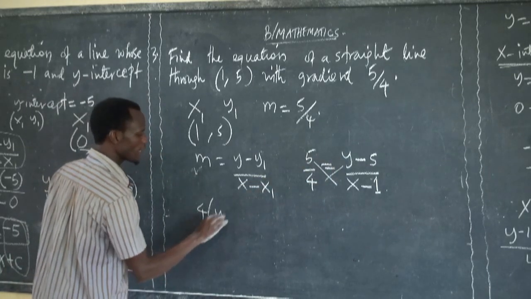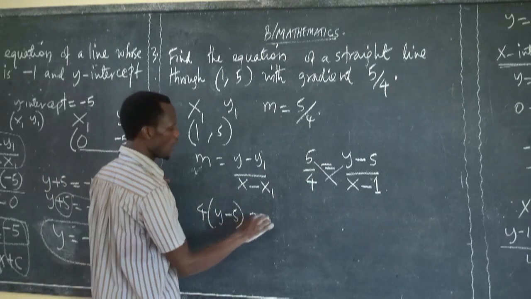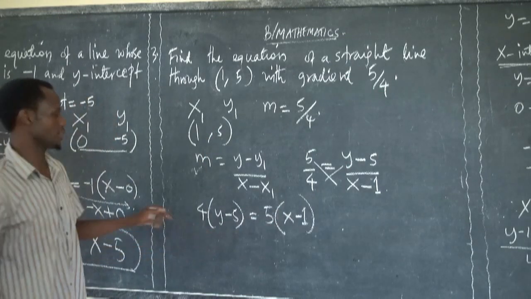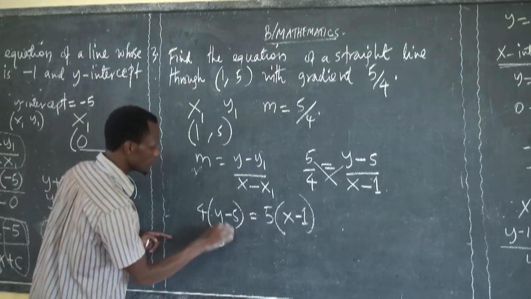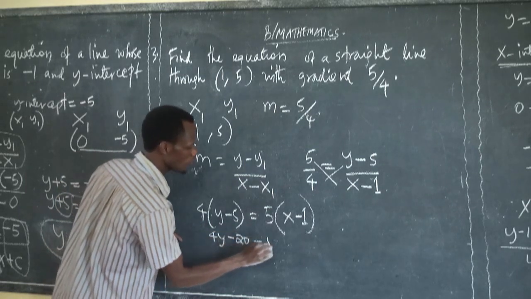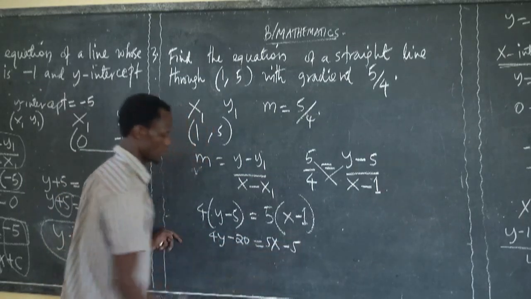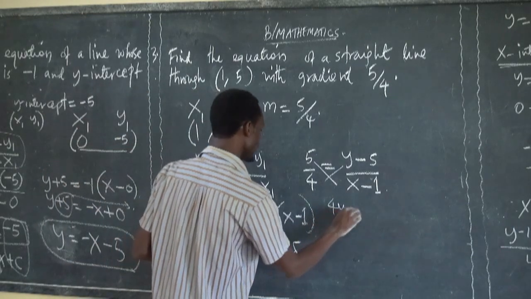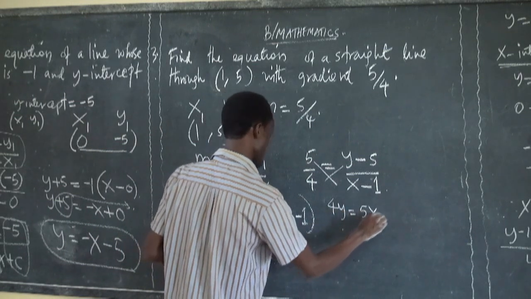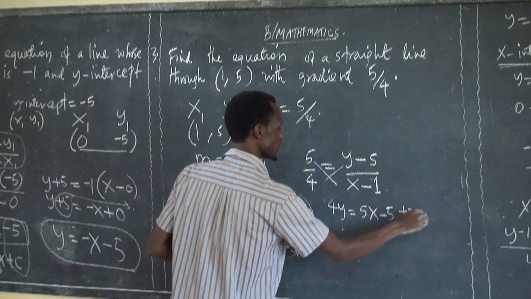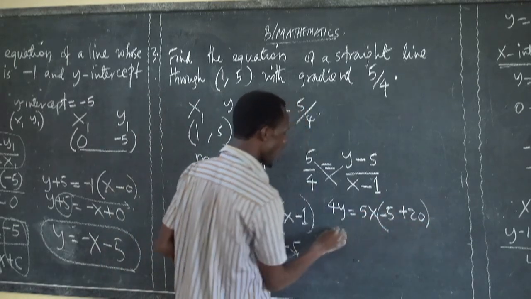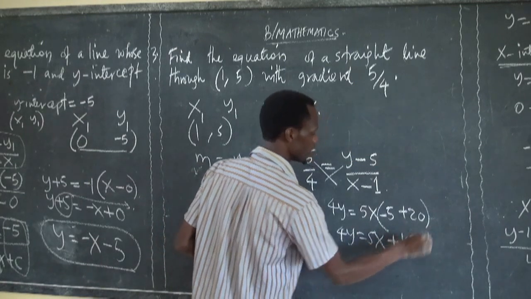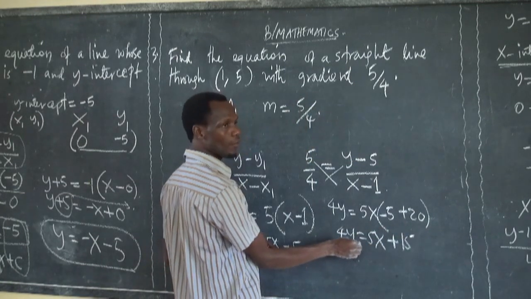Then 4 in bracket y minus 5 is equal to 5 in bracket x minus 1. Now you open the bracket: 4y minus 20 is equal to 5x minus 5. This is taken to the other side. Then it becomes 4y is equal to 5x minus 5 plus 20. Collecting the like terms, you have 4y is equal to 5x plus what? 15.